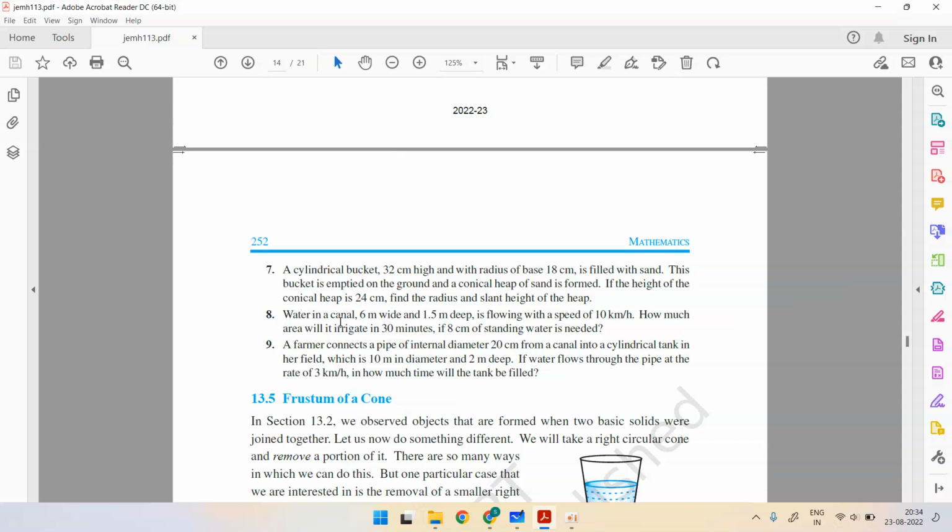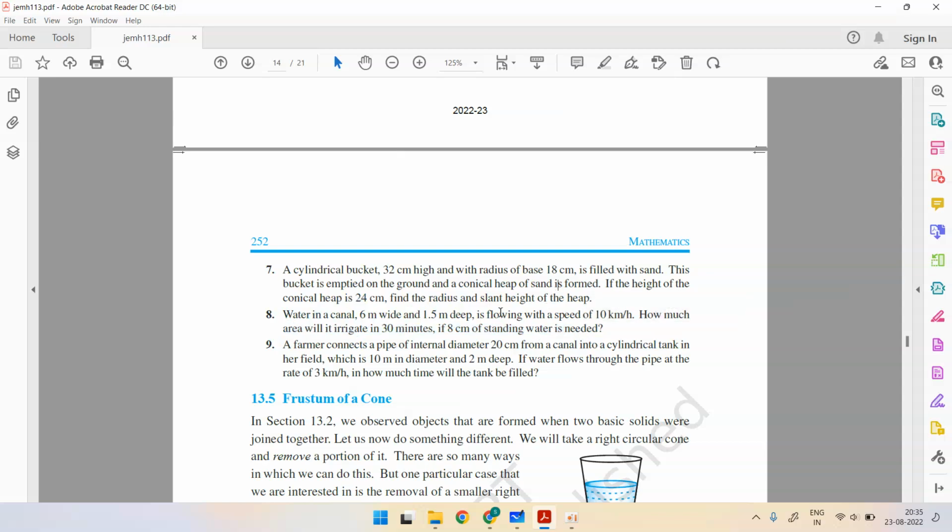Next, the water in a canal 6 meter wide and 1.5 meter deep is flowing with a speed of 10 km per hour. It's flowing in a canal this wide and this deep. How much area will it irrigate in 30 minutes if 8 centimeters of standing water is needed?